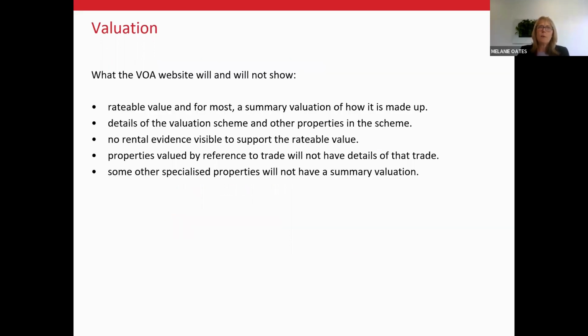What the Valuation Office Agency website won't show, it will show rateable value, and as I say, for most there'll be a summary of how that valuation is made up.